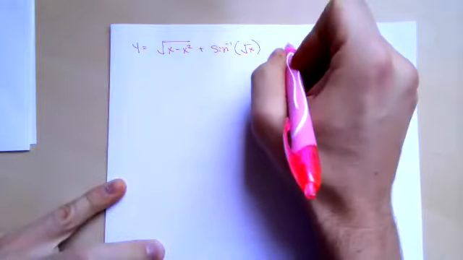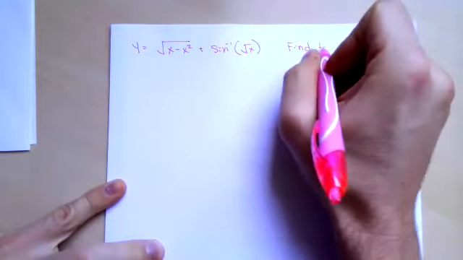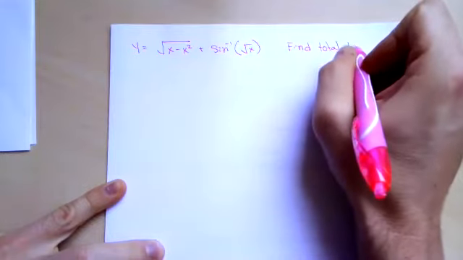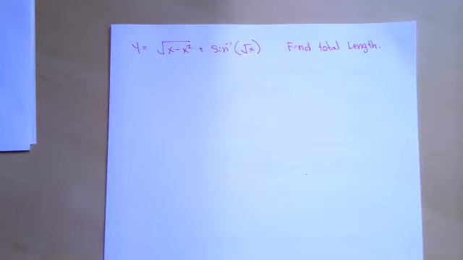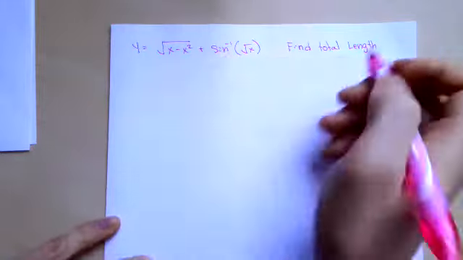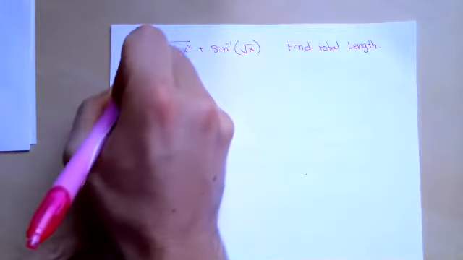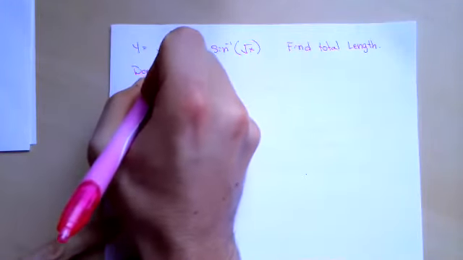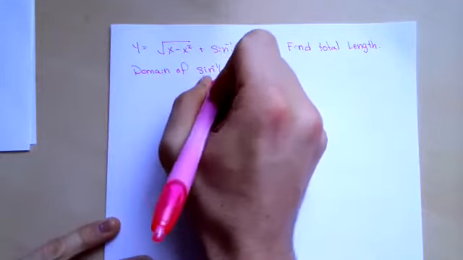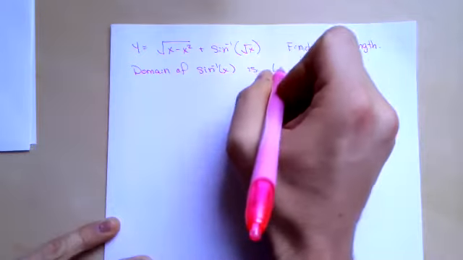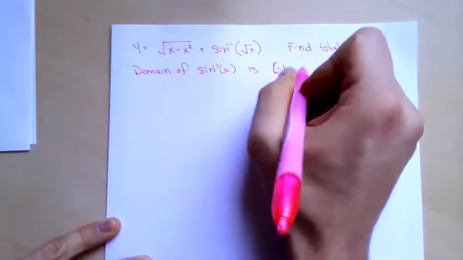So we want to find the total length. One thing we actually need, though, is total length between what? And it actually doesn't specify. So if it doesn't specify, there should be some sort of natural length of this curve. And primarily because the domain of arcsine is -1 to 1.